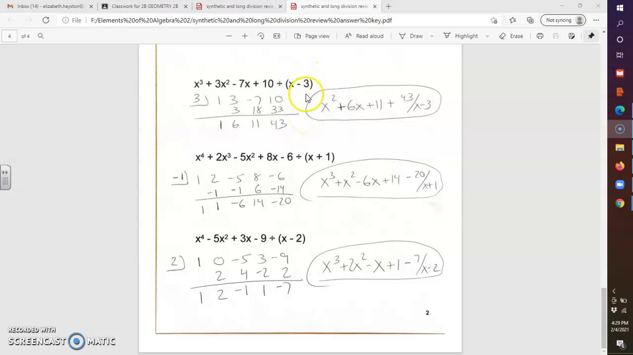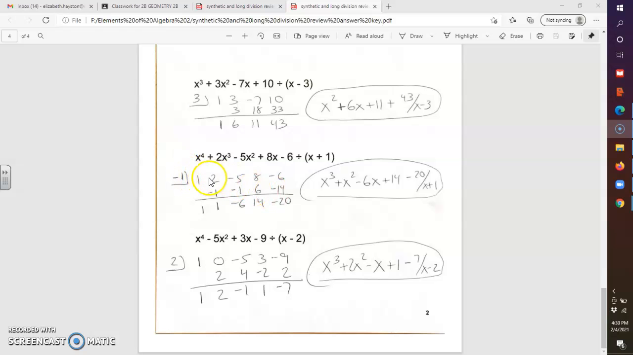Once again, what makes this parenthesis equal to 0? It's 3. I put 3 in my box, and I copy down my coefficients. 1, 3, negative 7, 10. And it's drop the first term and then multiply and add. 1 times 3 is 3. 3 and 3 is 6. 6 times 3 is 18. Negative 7 and 18 is 11. 11 times 3 is 33. And 10 is 43.